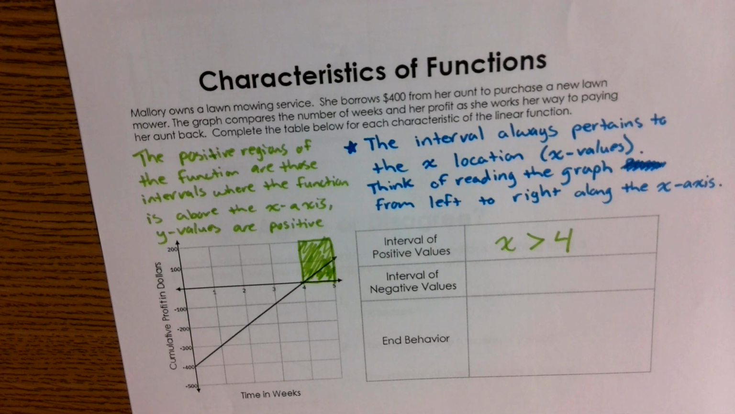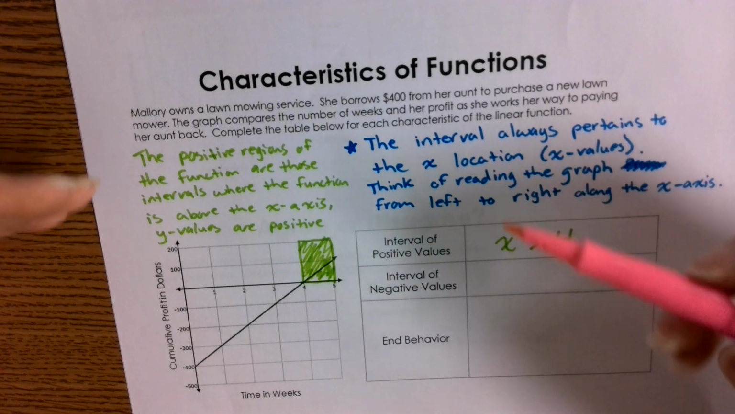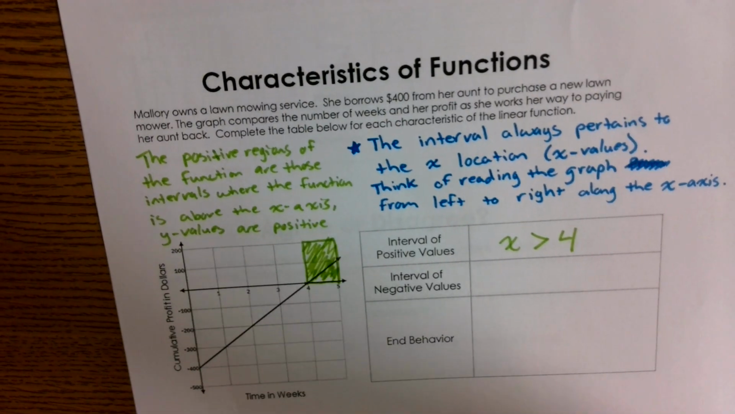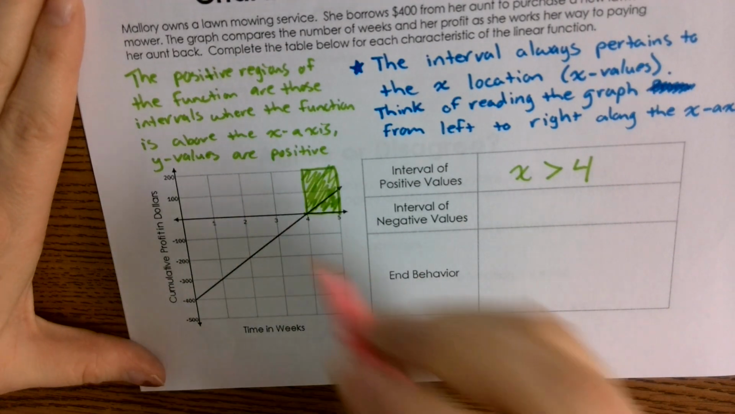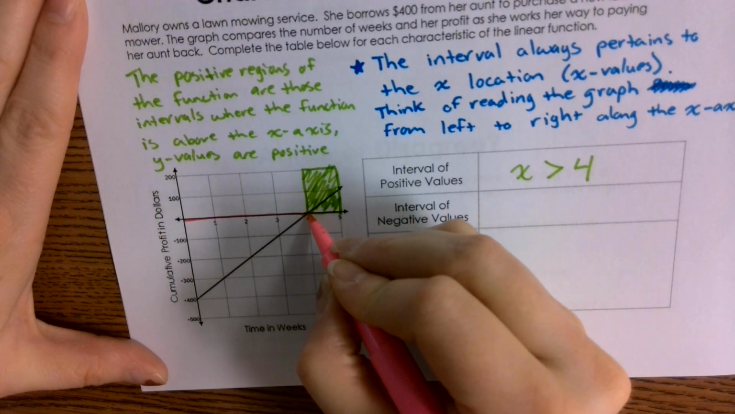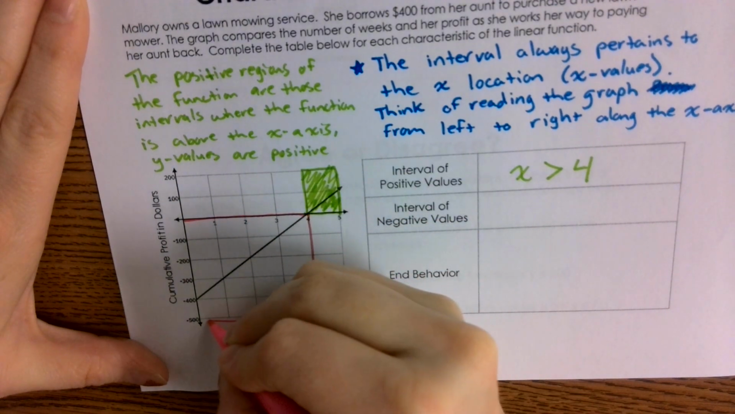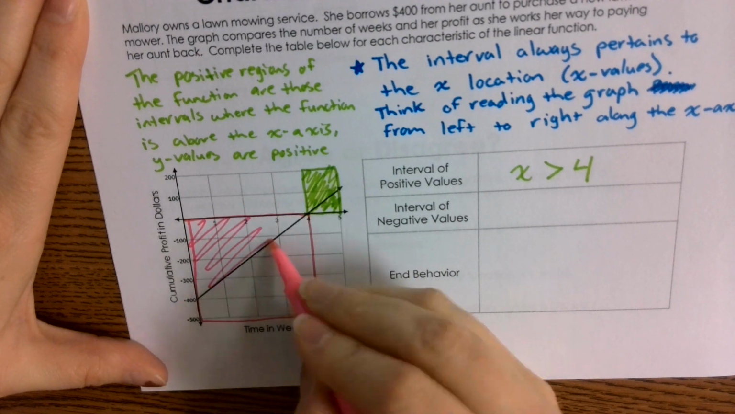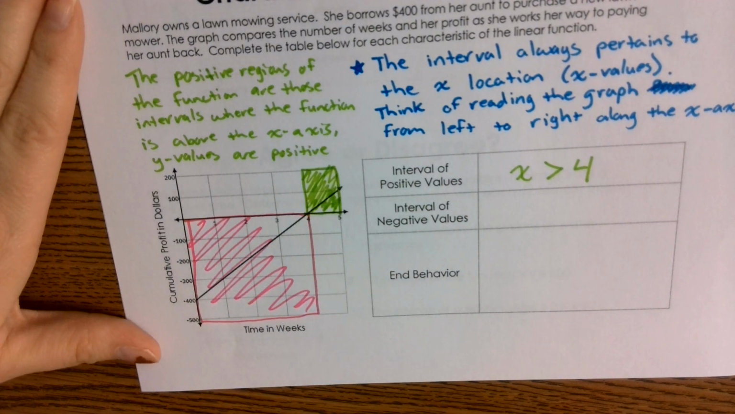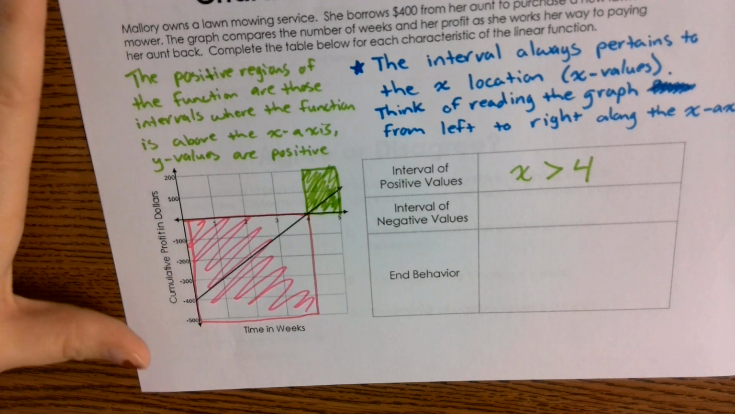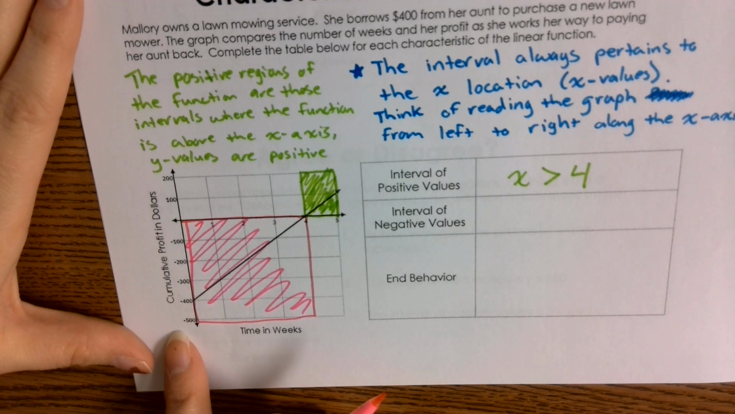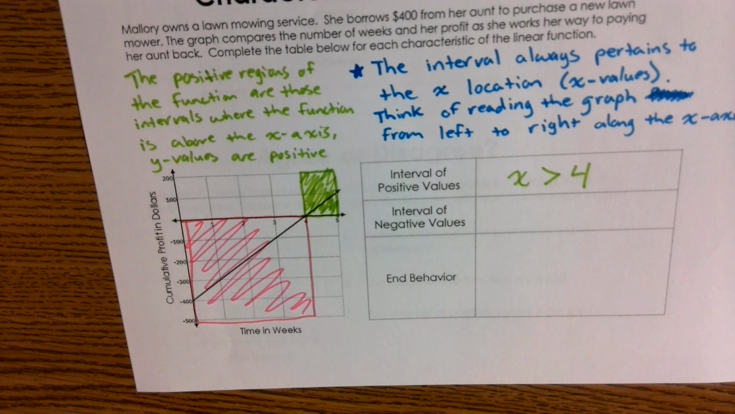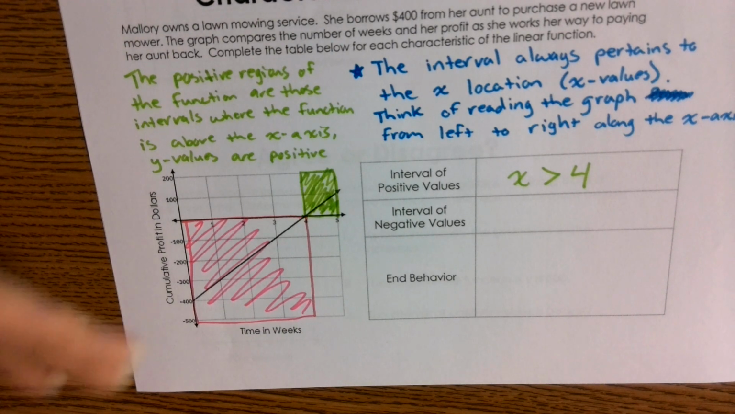Now when we're focusing on intervals of negative values, that's when we're going to start falling below the x-axis, where our y values are considered to be negative. So it's basically the opposite of what we wrote here. That's going to be this entire zone, but only to an extent. The reason I say it's only to an extent is because we know that we can't go less than 0 weeks, can we? So it has to be the values that are between 0 weeks and 4 weeks.